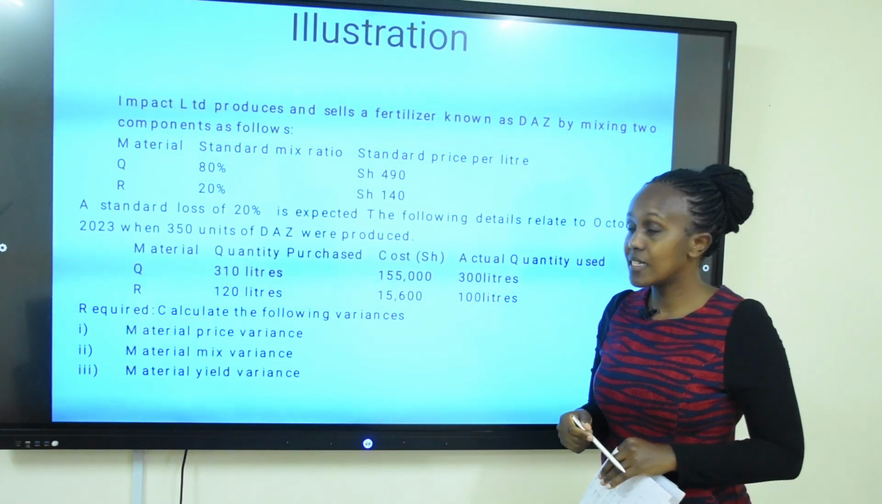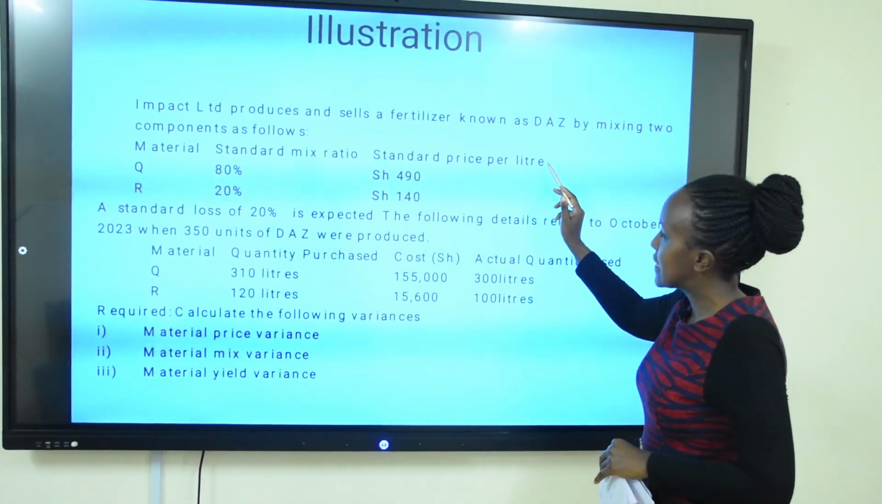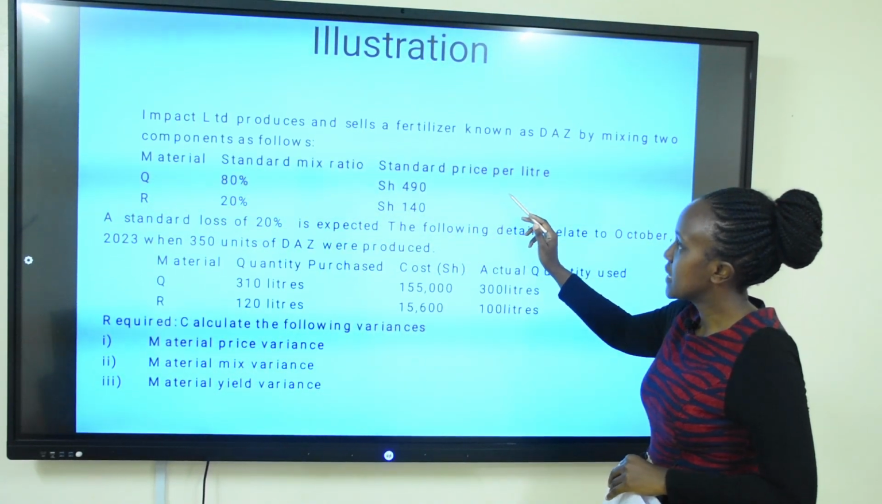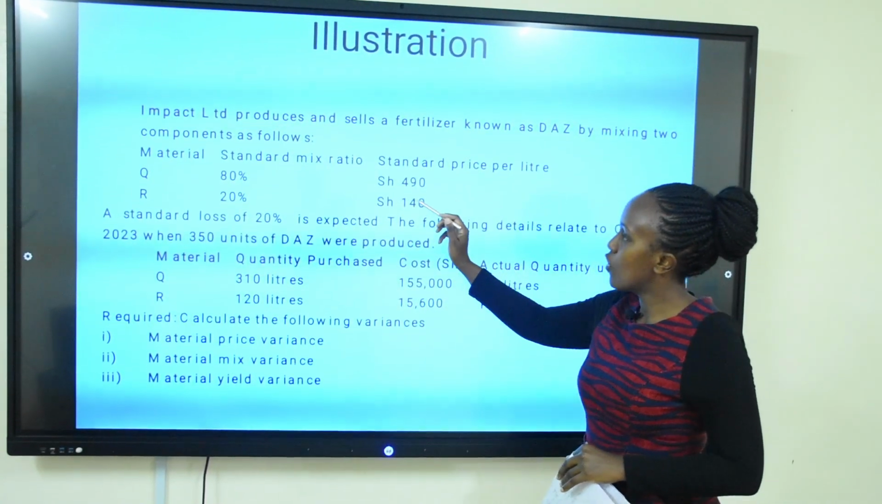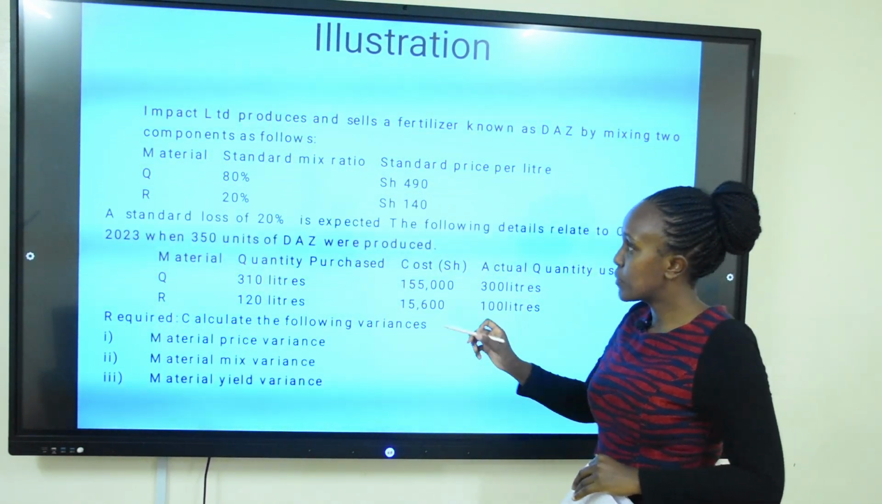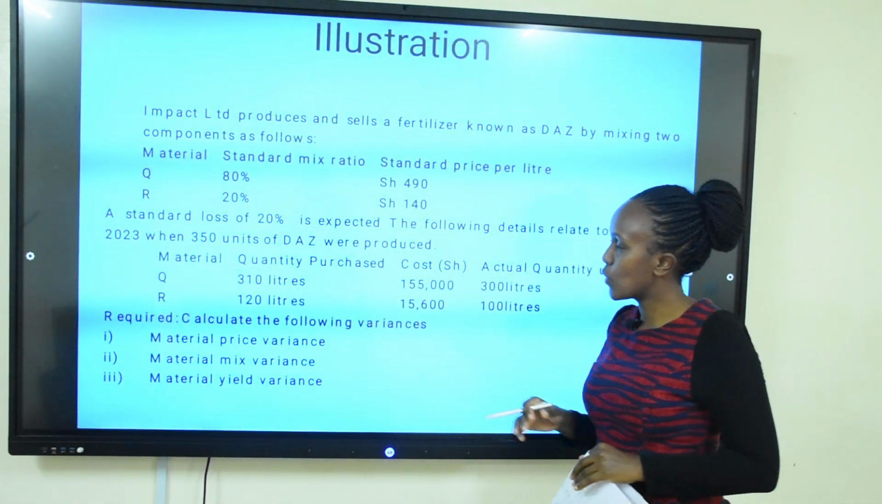And it is expected that the standard price per liter of these components, the standard price per liter of Q is shillings 490, and the standard price per liter of R is shillings 140.